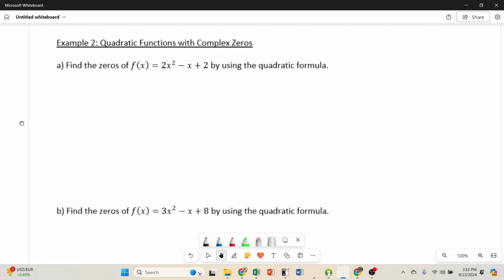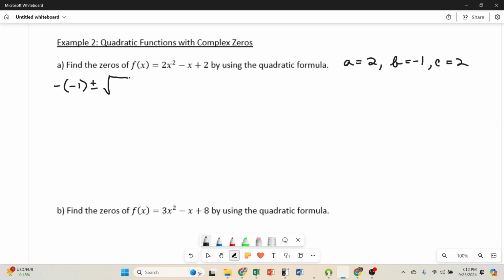Okay, now we're going to come up with some values that are a little bit tougher to work with, but we'll get them done, and we're going to have to expand our thinking. So again, now A is 2, B is negative 1, C is 2. So, negative B, negative 1, plus or minus the square root of negative 1 squared minus 4 times A, which is 2, times C, which is 2, over 2A, which is 2 times 2.